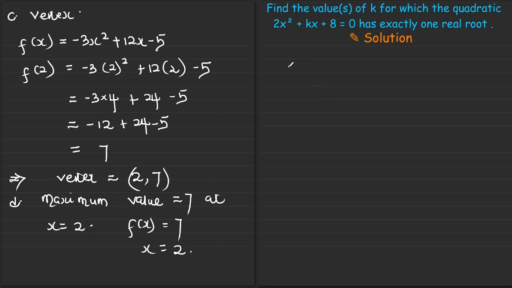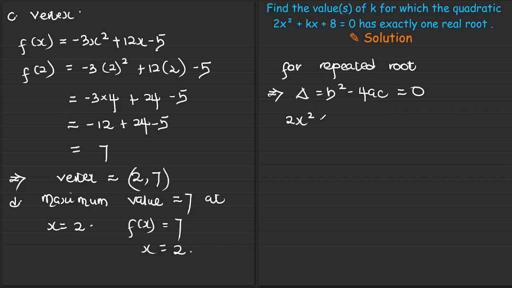You remember that. So we say for repeated roots, our discriminant, which is delta, that is b squared minus 4ac, should be equal to 0. From our function here, we have 2x squared plus kx plus 8. That is to say our a is equal to 2, our b is equal to k, and c is 8. That is a, b, and c.